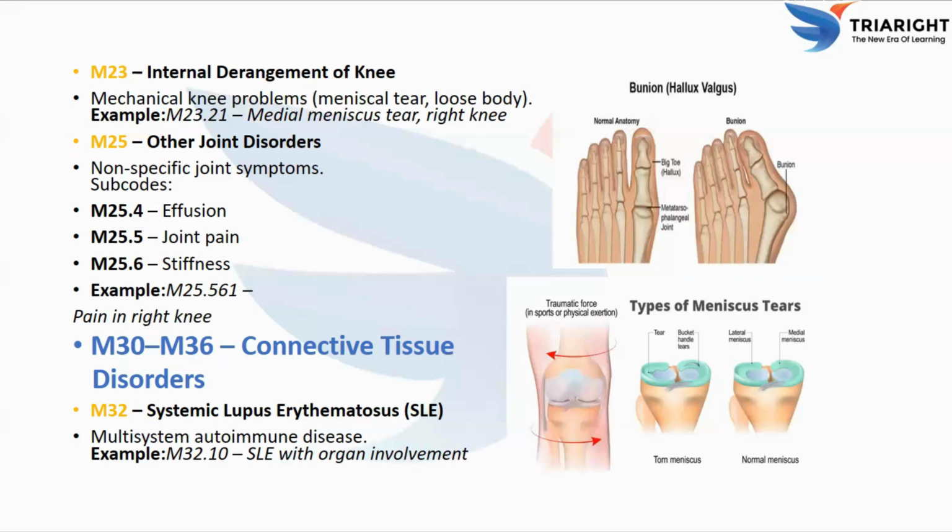So for example, if you take the M32.10 ICD-10-CM code, it describes SLE with organ involvement. The symptoms may include joint pain and swelling, butterfly rash on the face, fatigue, and also kidney problems.